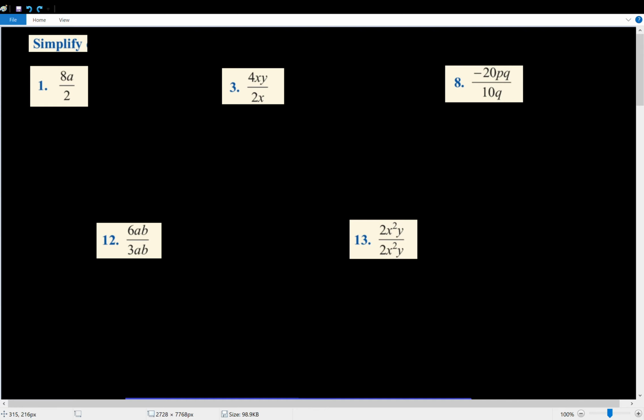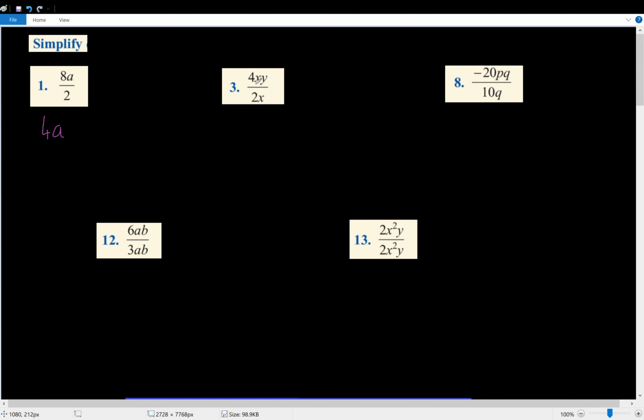through. So in question 1 we have 8a over 2, which means we have 8a divided by 2. Well, 8a divided by 2 is just going to be 4a. Now that we divide the 8 by the 2, we get 4. The a remains the same, so it becomes 4a. Let's look at question 3.